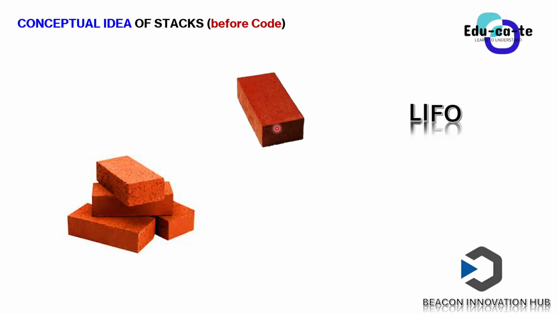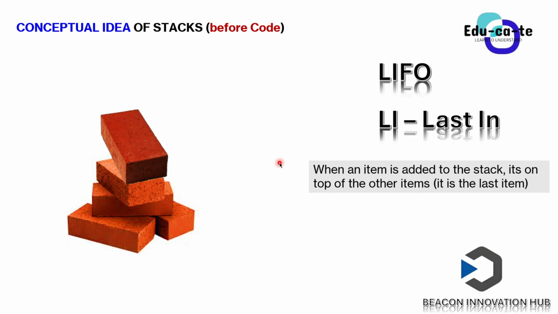So if I were to add this brick on top of this stack, I would have to add it on top of the other bricks, of course. So basically, when an item is added to a stack, it's on top of the other items. Okay, in this case, the brick is the item that we're talking about. So in fact, it is the last item, or it is the item on the top of the stack. All right. So basically, when you are adding an item, you add it to the top of the stack because you just want to pile on top of the other items that are already there.